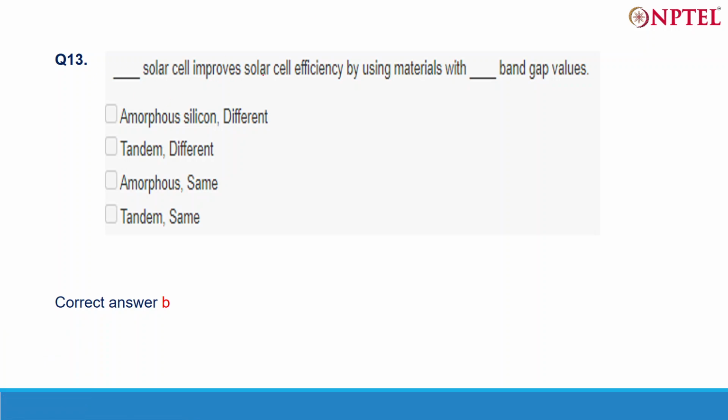Dash solar cell improves solar cell efficiency by using materials with dash band gap values. Okay, so the correct answer is: tandem solar cell improves the solar cell efficiency by using materials with different band gap values. So one thing is that if materials with different band gap values can be used, it will absorb more kinds of light.